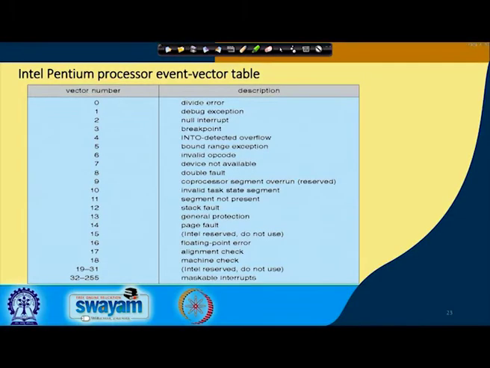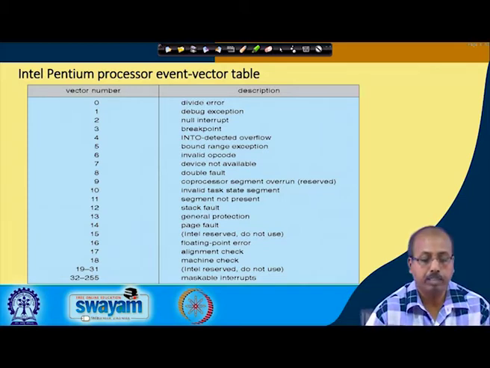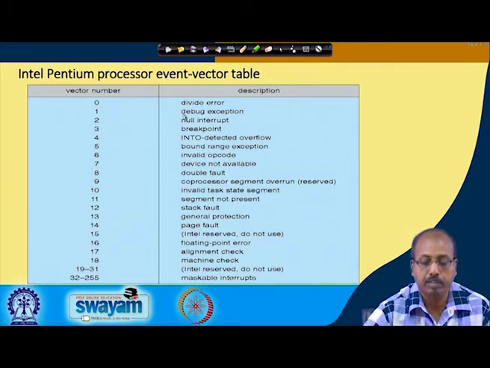So, this is a typical example of the Pentium event vector table for the Pentium processor. The purpose is just to tell you what sort of interrupts or operating system services may be there. Like interrupt vector number 0, it is reserved for divide error. So, if there is a divide error, then the processor will transfer control to this particular vector, and as an OS designer, we have to write the routine corresponding to interrupt vector 0.